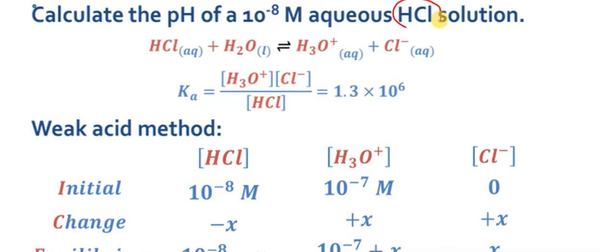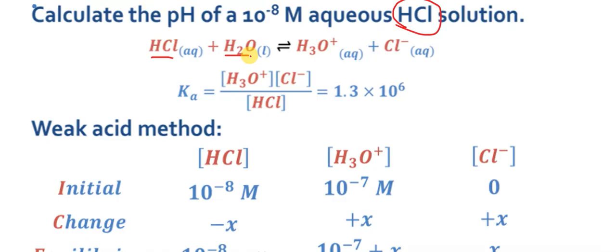Completely ionized means that when we dissolve HCl in water, it completely dissociates into hydrogen ions and chloride ions. If we write down its equilibrium constant expression, it is the product concentration divided by the reactant concentration. The reactant is only HCl. Water is not included as a species, because it is a solvent.